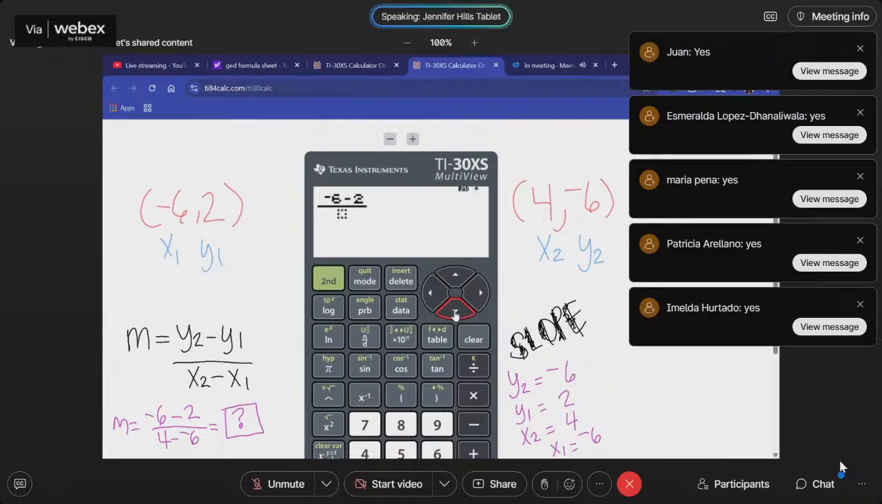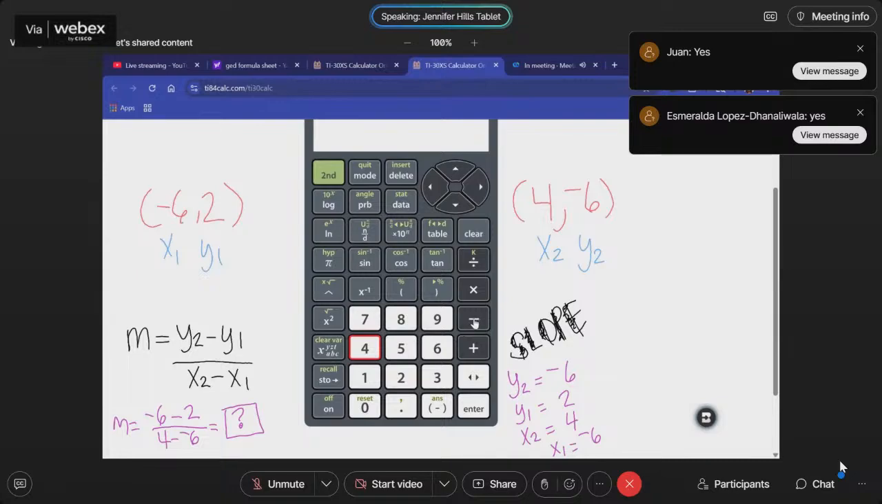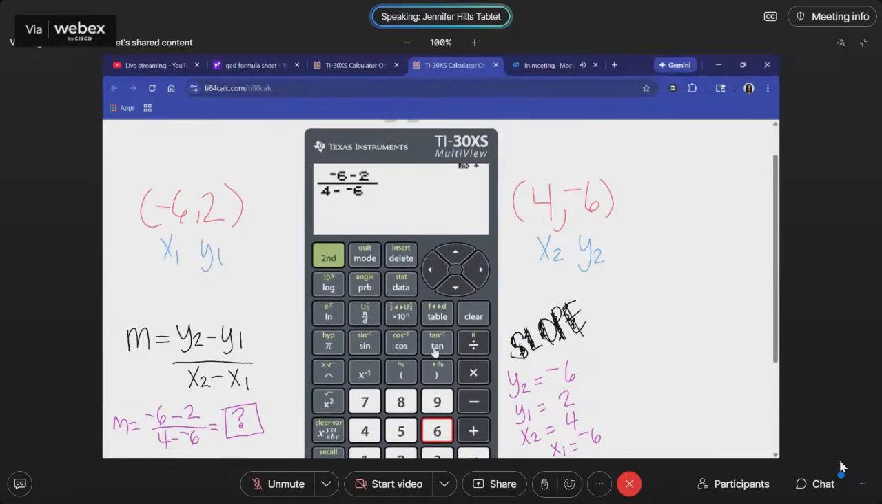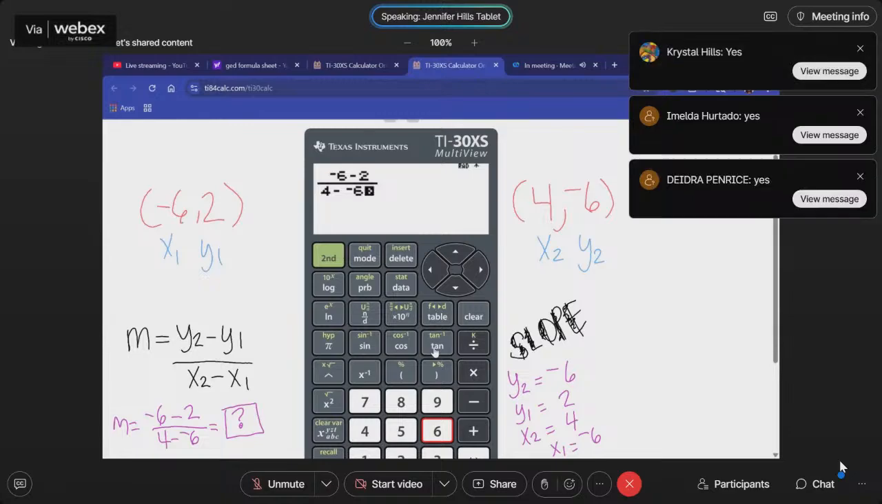Going down to my denominator, I'm going to put in 4 minus negative 6. There it is. I didn't hit that minus button twice. I have to tell the calculator what I want it to do, and I have to know how to speak math clearly so that I can translate it to the calculator. So now I have it in. Can my teachers verify if I have my denominator in correctly as well before I hit that enter button? Perfect. Thank you, Miss Deidre. Thank you, Imelda. Thank you, Krystal.